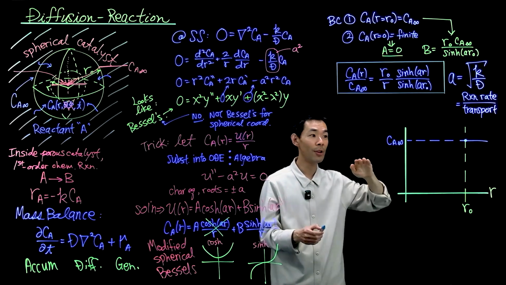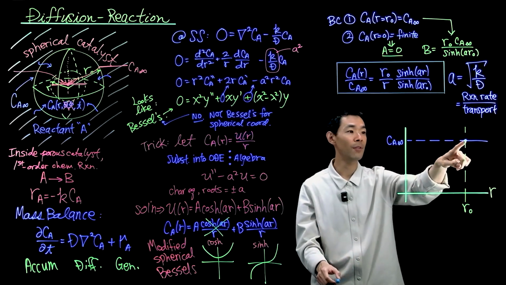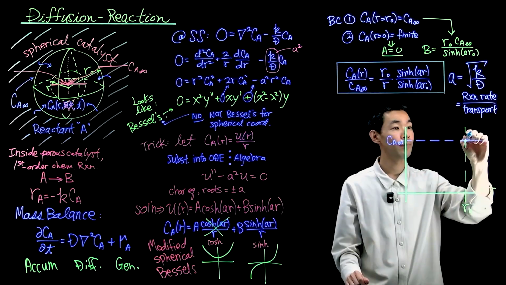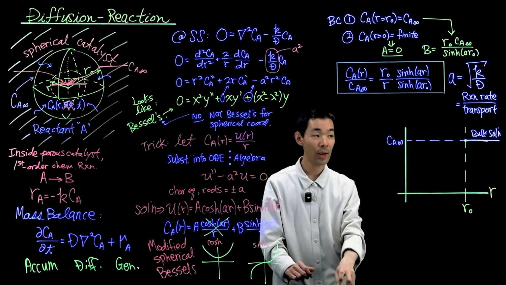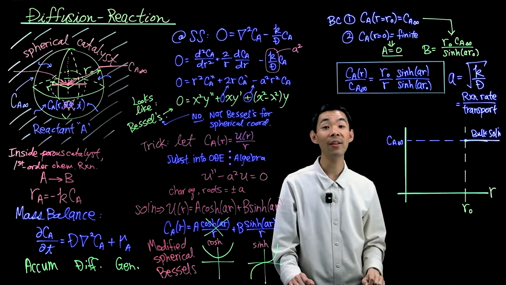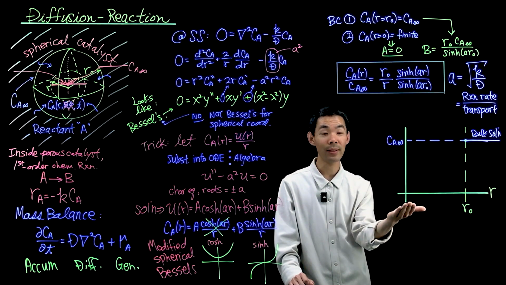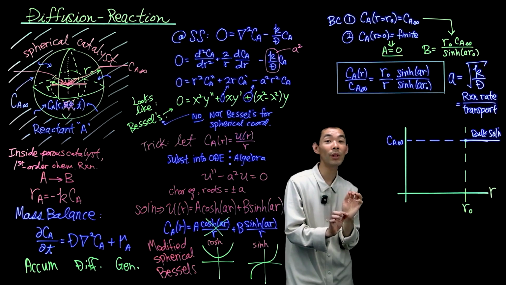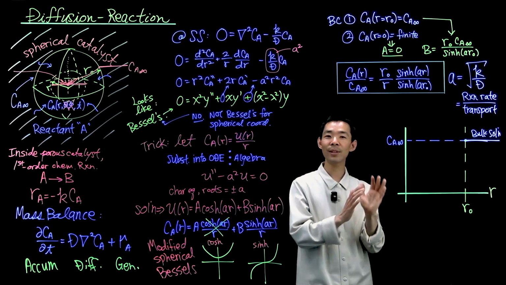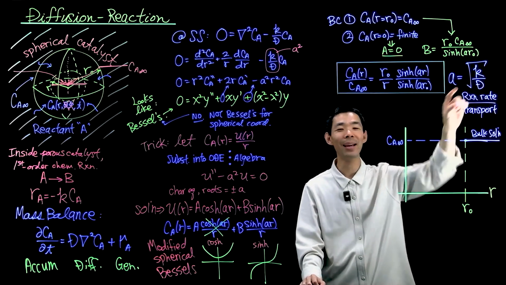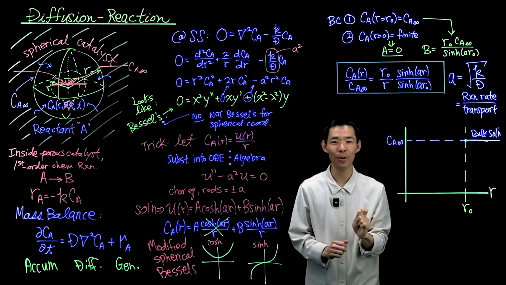So beyond that value, it's going to be flat at Ca infinity because we're now outside the catalyst. This is the bulk solution. And the concentration's fixed at Ca infinity outside. It's internal. This is where all the chemistry is taking place. Now, let's do the two limiting cases. Let's consider the situation where the reaction rate constant, K, is extremely large.